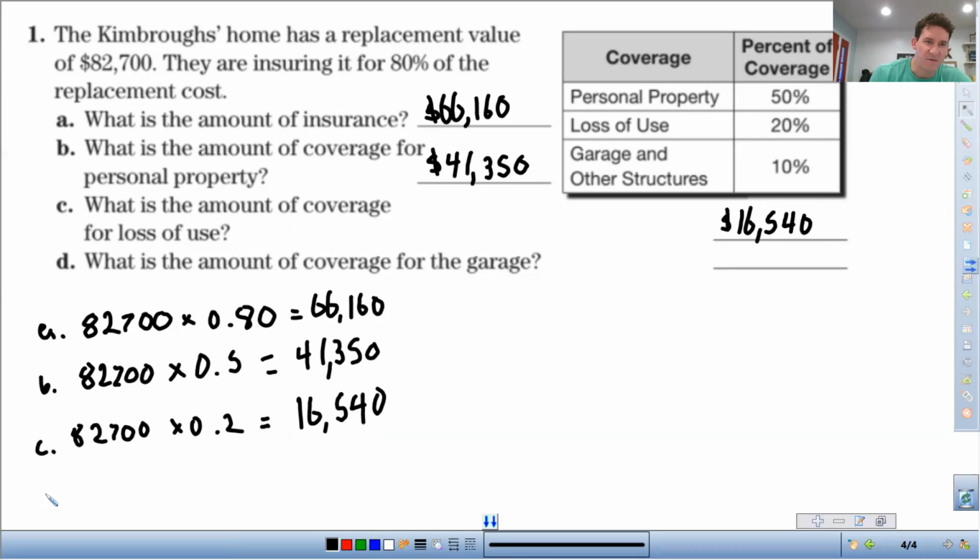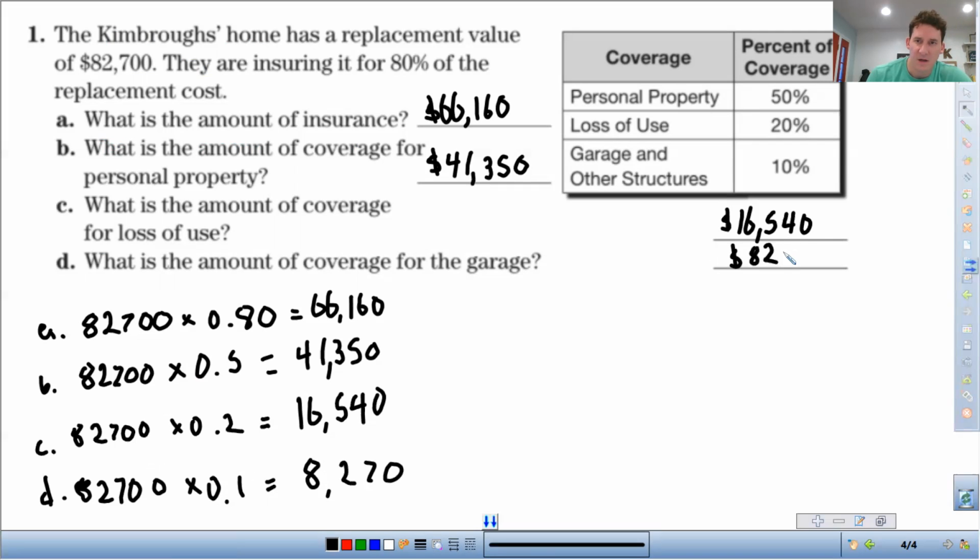And then what is the amount of coverage for the garage or other structures? So that's 10%. So you have to do the 82,700 times 0.1, that comes out to 8,270. And there you go. Real simple, just calculate out the percents for the amount insured.